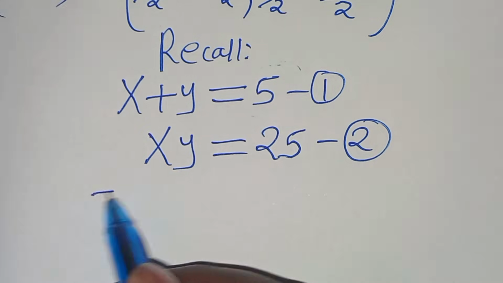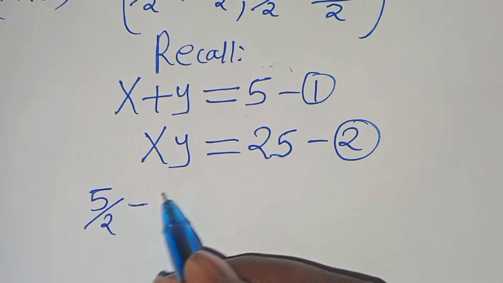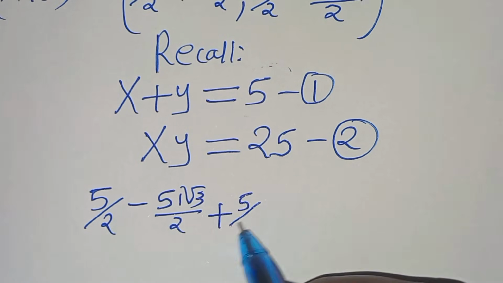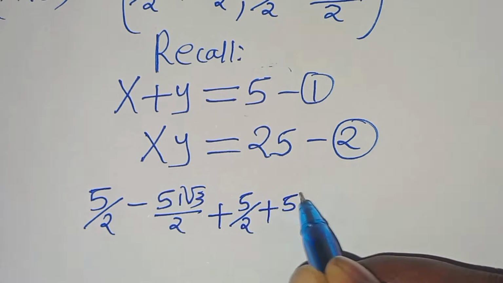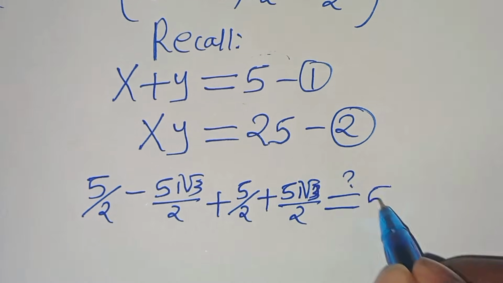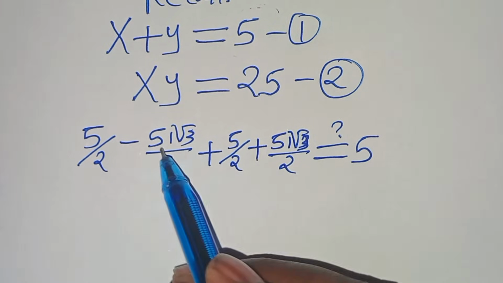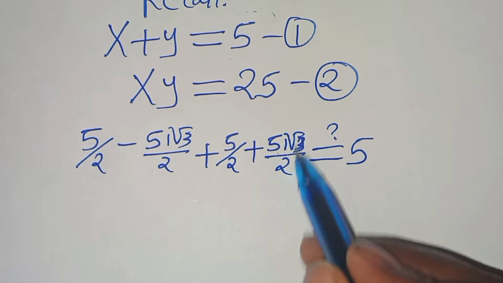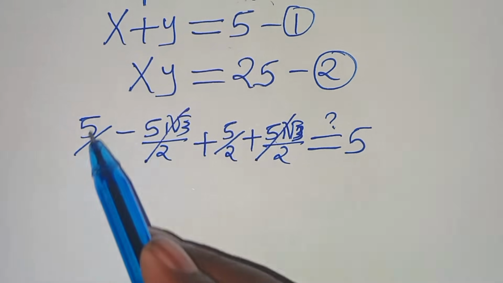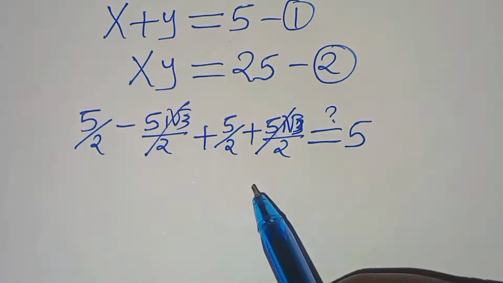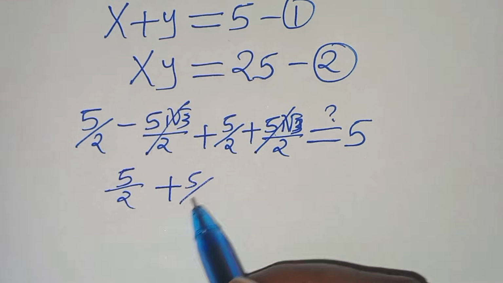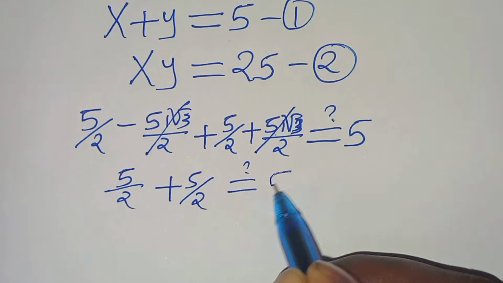So we have 5 over 2 minus 5i square root of 3 over 2, then plus 5 over 2 plus 5i square root of 3 over 2. This is supposed to give us a value of 5. Minus 5i square root of 3 over 2 plus 5i square root of 3 over 2 simplifies. Then we have 5 over 2 plus 5 over 2. This should give us a value of 5.